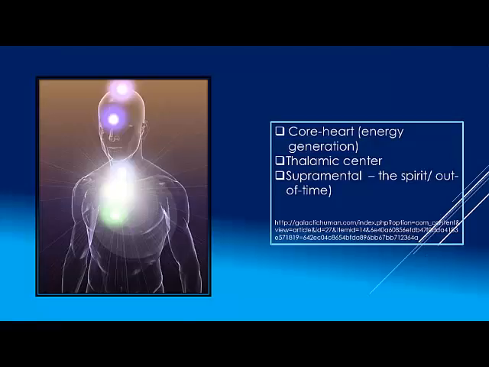So the core heart is also found in the head center. It is the energy generation. It includes, of course, the heart center, the middle of the brain, the thalamic center, and the spirit, the supramental layer of information.